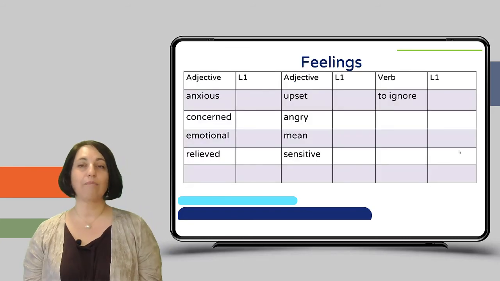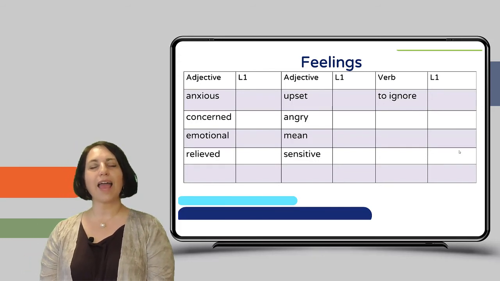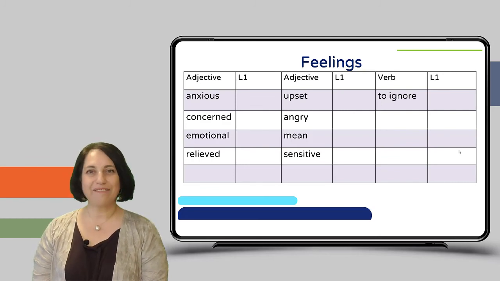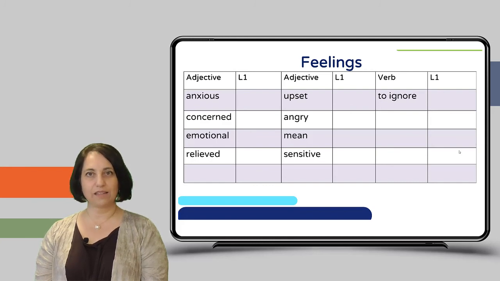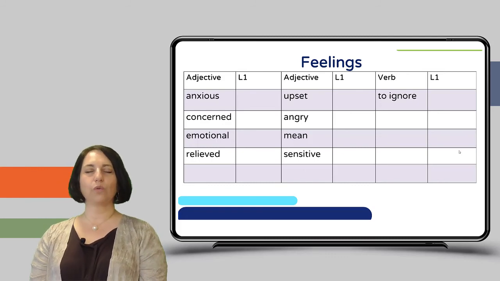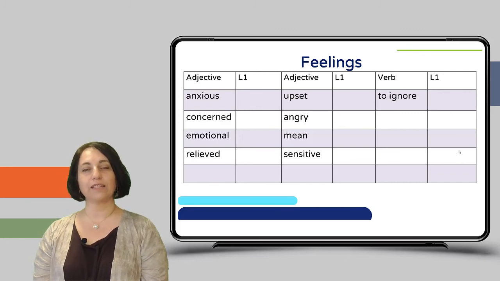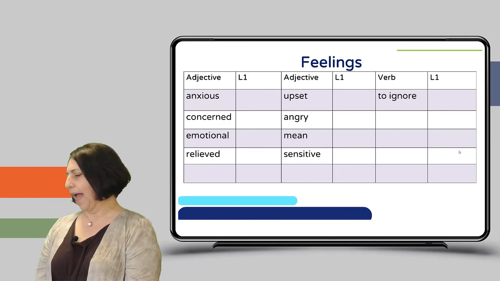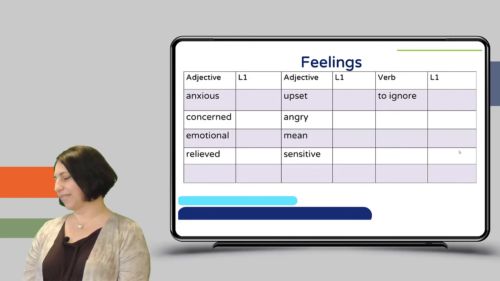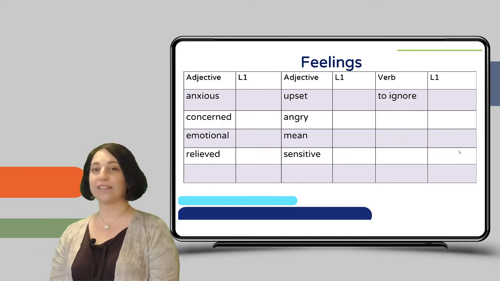Maybe here we need some extra adjectives, some words that can help us describe our feelings. These are excellent words for you to learn and to remember for the COBE and for life. And so when you go in to the test, you will have this bank of words ready so that you can use them. And they are excellent words to help you to talk about anything. To talk about your feelings, to talk about the feelings of the character in a book. Anxious, concerned, emotional, relieved, upset, angry, mean, sensitive, or to ignore. That's a verb. Okay?